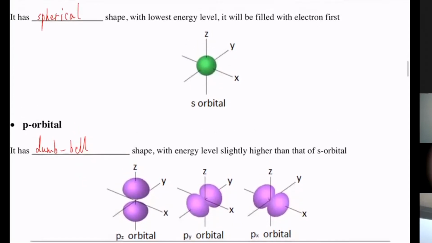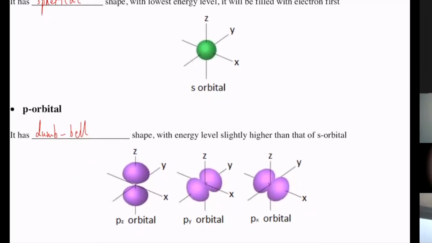So in total, the s orbital accommodates 2 electrons. The pz, py, px orbitals total hold 6 electrons. So altogether 8 electrons. That's how we allocate the 8 electrons in the second shell.